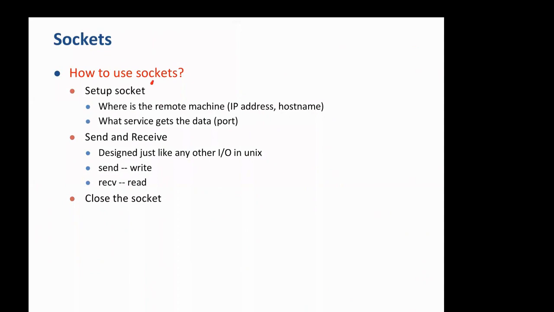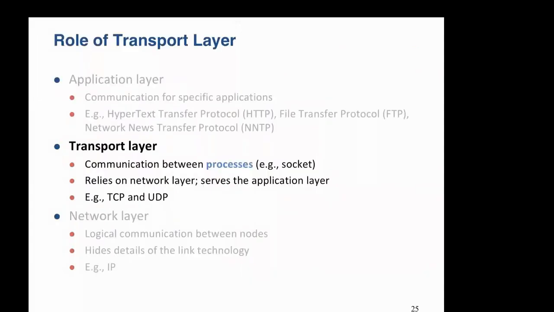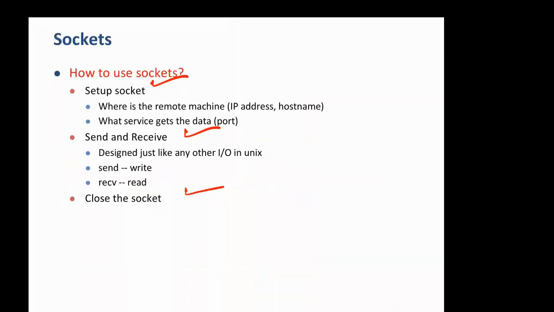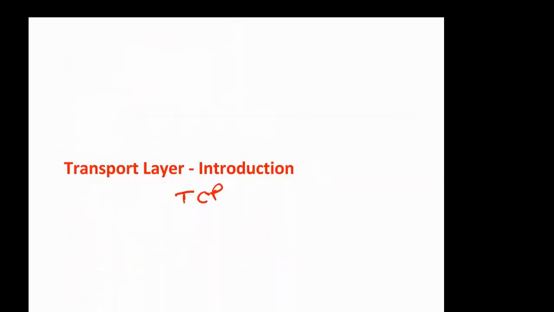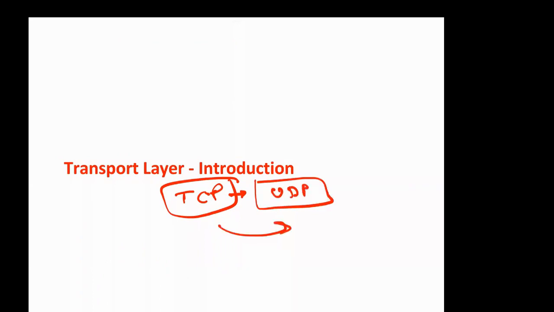So we have to create a socket, send and receive, and close the socket. All right. Then we started discussion about, once we learned about multiplexing, demultiplexing, we started learning about TCP, the transport layer. The two popular protocols at this level are TCP and UDP. But there are many others, right? But TCP and UDP are most commonly used.